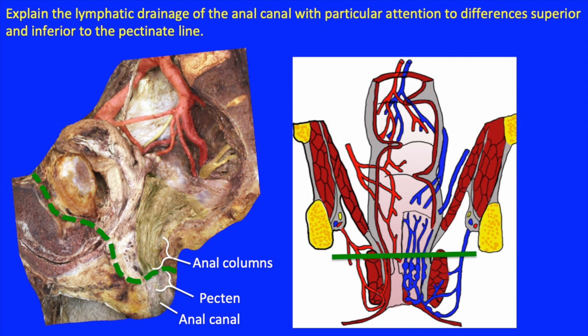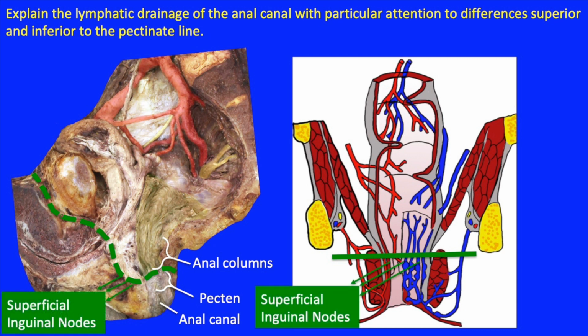The lymphatic drainage of the anus merits specific mention, again because it can be explained in terms of the blood supply. Lymph fluid from tissue located below the pectinate line, indicated by the thick green line, drains to the superficial inguinal lymph nodes. Above the pectinate line, lymph will flow towards the iliac nodes.